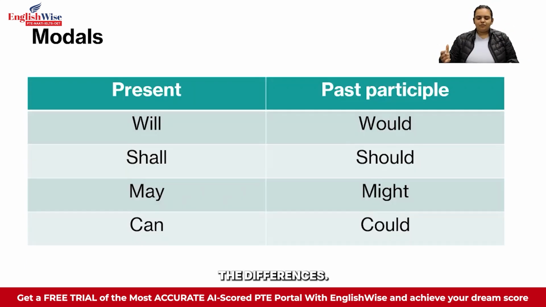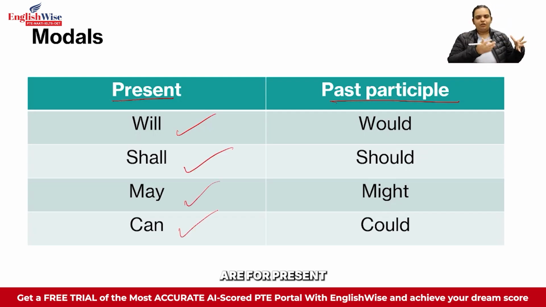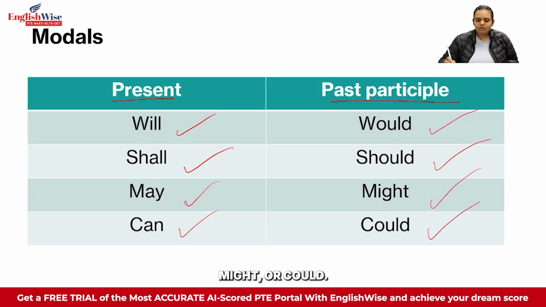Let us look at the differences. A lot of students are confused whether it will be will or would, shall or should, may or might, can or could. The only difference between them is present and past. So will, shall, may and can are for present tenses. Whenever your sentences are in present or future tense, you use will, shall, may, can. Or if your sentences are in past tenses, you will use would, should, might or could. That is the only difference between the two.